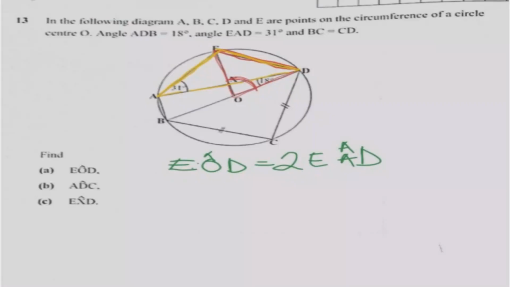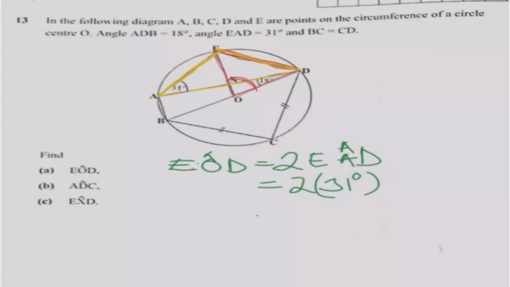Okay, so that one. Angle EOD is twice angle EAD. So what you can do now is say 2, then open bracket. What is the value of angle EAD? It is 31 degrees. So you can say 31 degrees there.